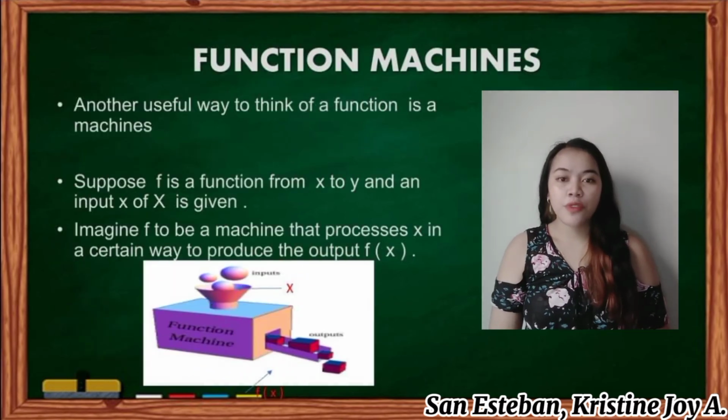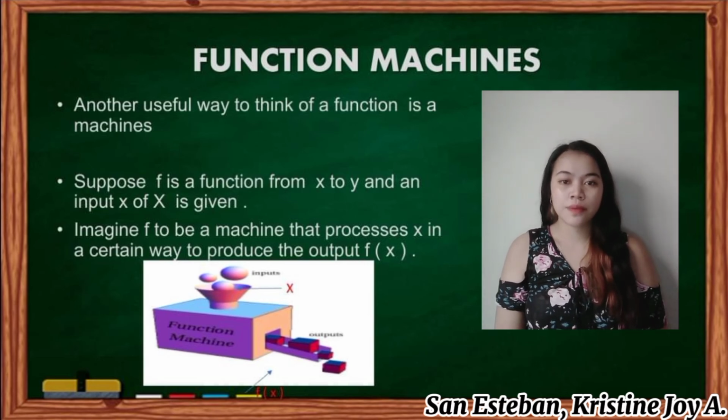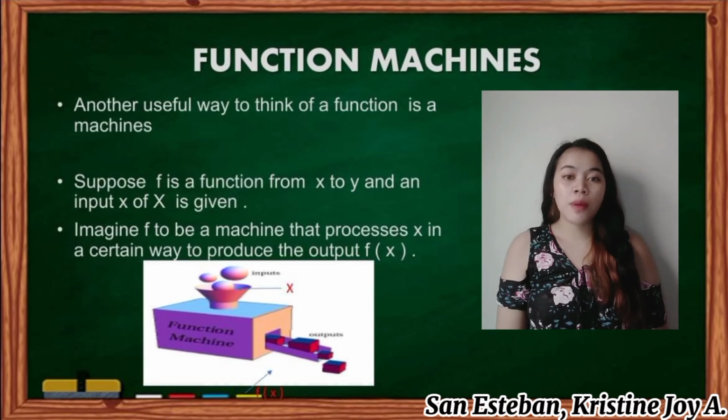Let's go to the function machine. This is another useful way to think of a function as a machine. Suppose f is a function from X to Y and an x in X is given. Imagine f to be a machine that processes x in a certain way to produce the output f of x. It is best represented as a function machine.